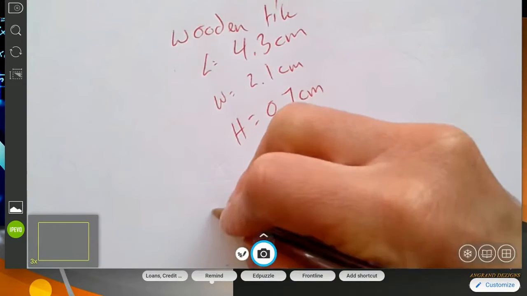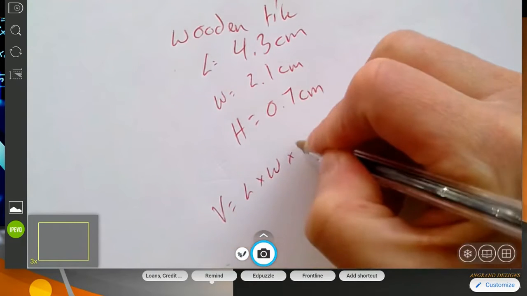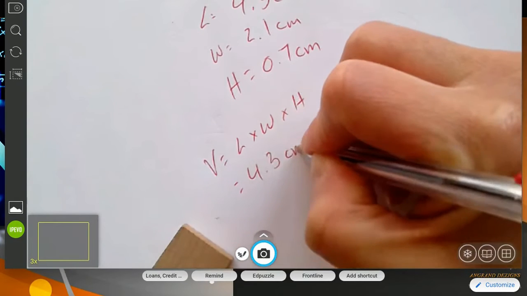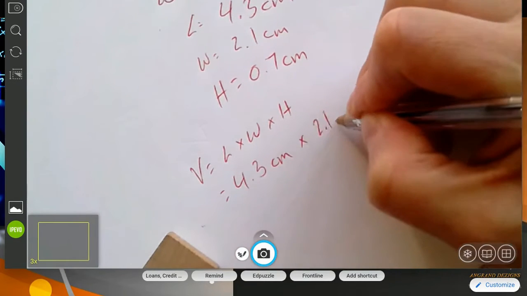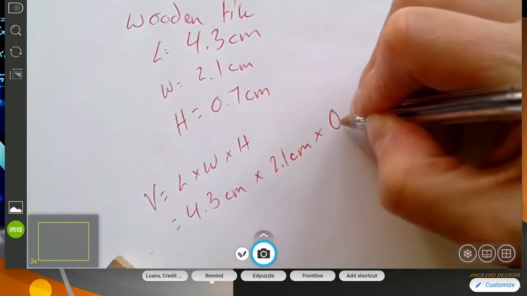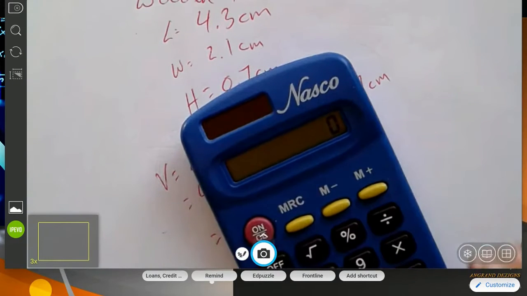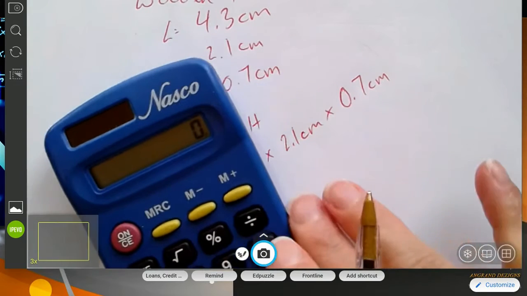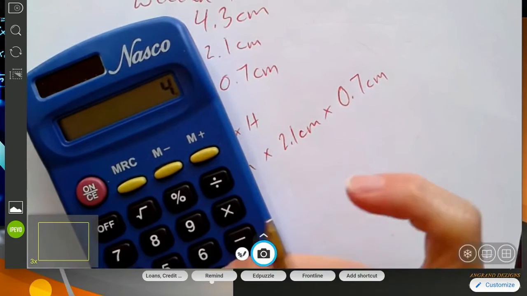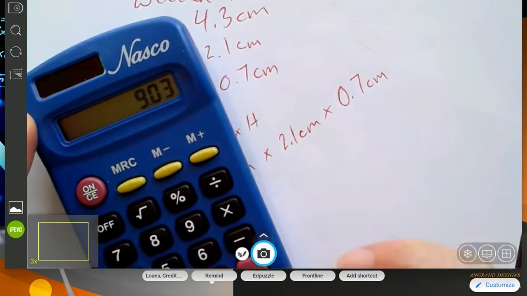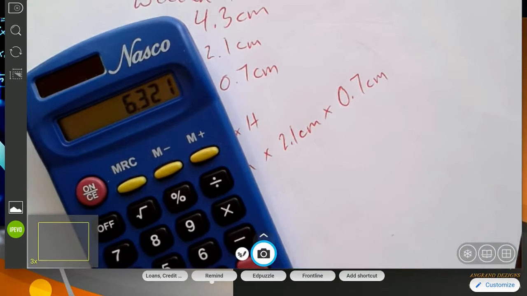Cool. Volume equals length times width times height. And yes, I am going to write everything out. 4.3 centimeters times 2.1 centimeters times 0.7 centimeters. And we put that into the calculator. You guys see the calculator? Oh, there we go. 4.3 times 2.1 times 0.7. So we end up with this nice long number, 6.321 centimeters cubed.